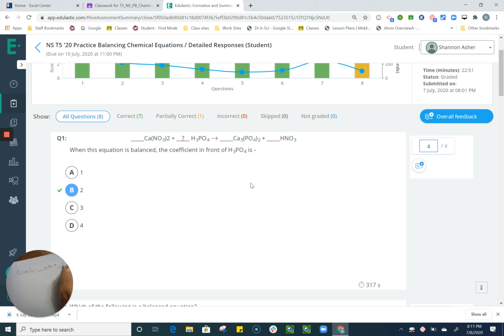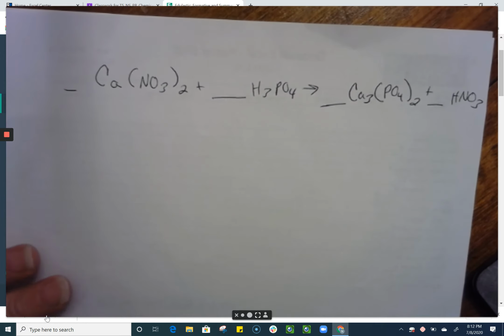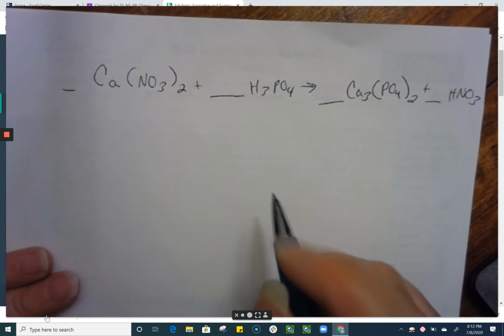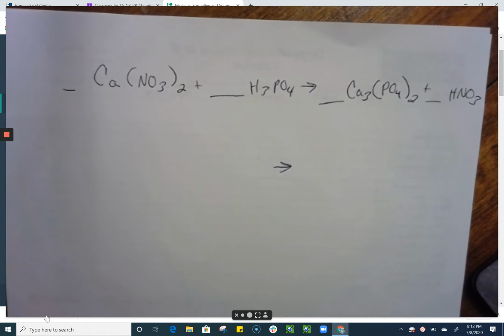yields Ca3PO4 plus HNO3. And that's a lovely one. Okay, so here's our arrow. Now, they said what's going to be here when it's balanced. Now, let me start out by showing you how to count these atoms.